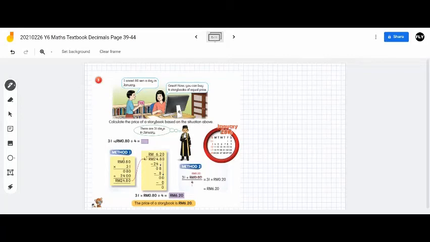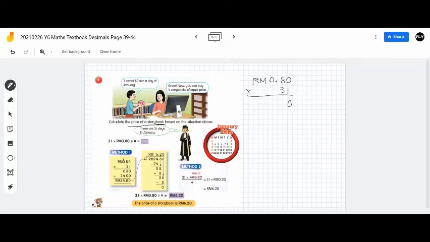So one day he saves 80 cents. So 31 days, how many did he save? So you multiply by 31. And the product of this is divided by 4. Why? Because you want to calculate the price of a storybook. So "calculate the price of a storybook" is your keyword. So write your calculation here. Okay, 80 cents, I convert it to RM. So RM is 0.80, times 31 because there are 31 days.